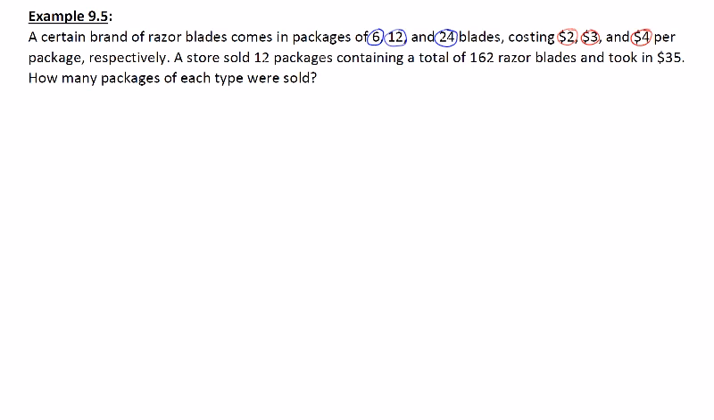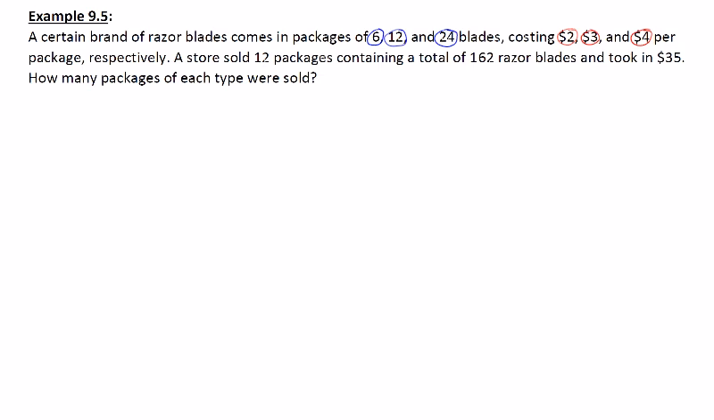So when it says the word respectively there, what they're describing is that the 6 packs are going to be associated with the $2 cost, the 12 packs will be associated with the $3 cost, and then the 24 packs will be associated with the $4 cost. And the crossing of all these lines is a little unnerving to me, so we'll erase those.